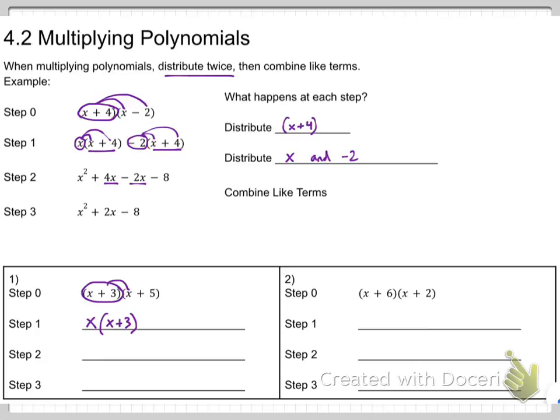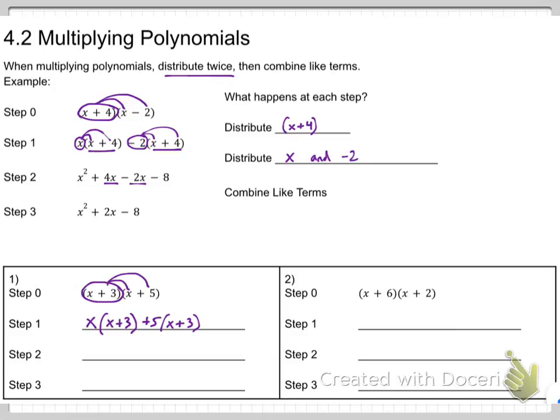So I'm going to write x times x plus 3. I could write it as x plus 3 times x, but when you have negatives, that gets a little tricky. So let's just write it as x times x plus 3. Then I'm going to take that same x plus 3 and multiply that by the 5. And so I'm going to write the 5 first. 5 times x plus 3 again.